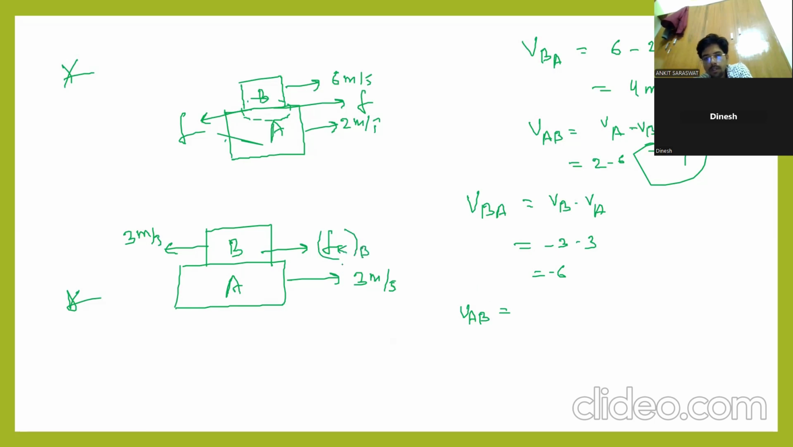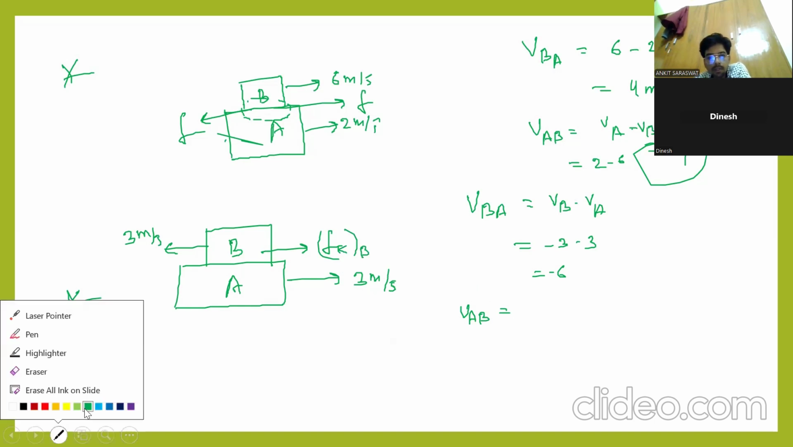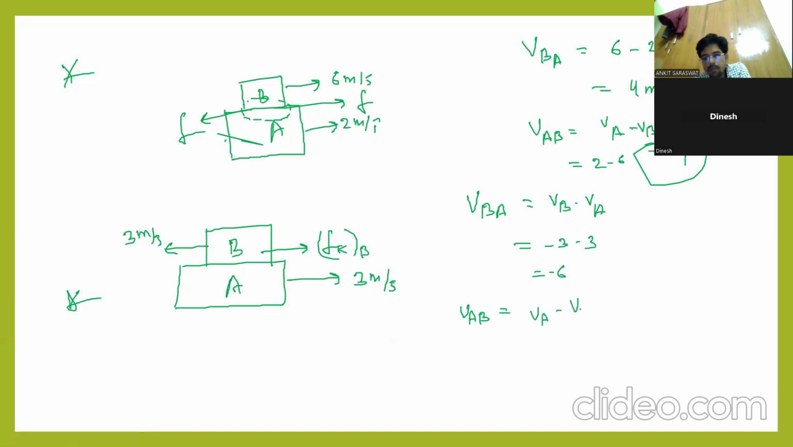So I am writing like this. Clear. VAB, velocity of A with respect to B, is VA minus VB. VA is going right, minus 3, 6 plus 6. It means the velocity of A as seen by B. B is looking at A and A is going to the right. Right means friction on A will be left. Is this clear? Okay, sir.